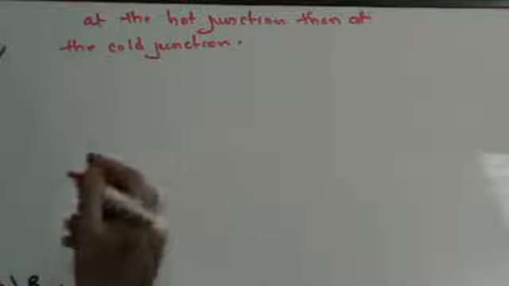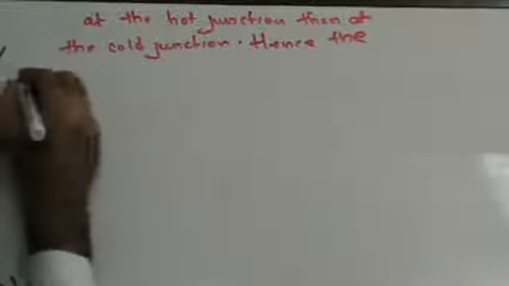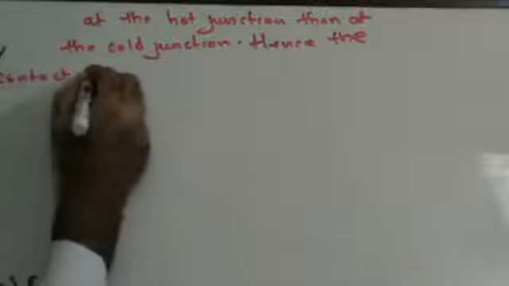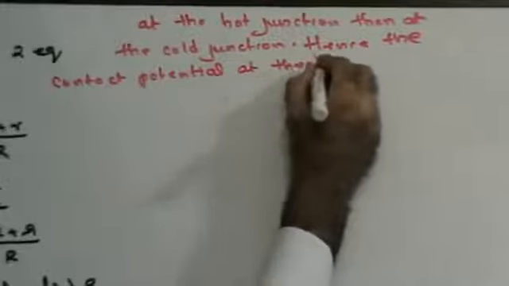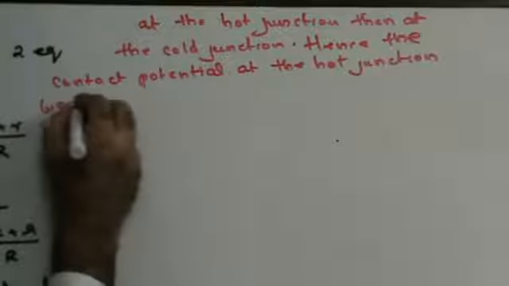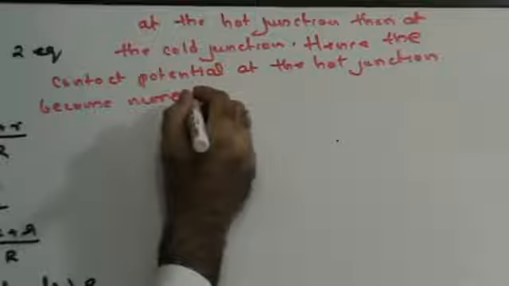Right? Now, hence the contact potential at the hot junction becomes more than that of the cold junction. If there is greater diffusion, obviously the contact potential will increase. Hence, the contact potential at the hot junction becomes more than that at the cold junction.